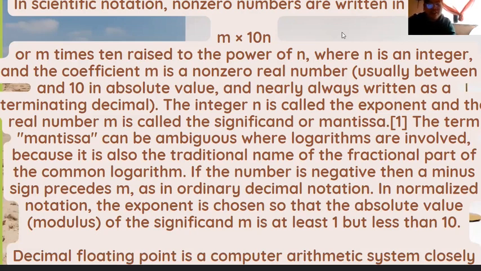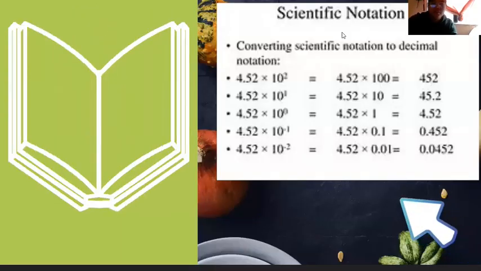In normalized notation, the exponent is chosen so that the absolute value (modulus) of the significand m is at least 1 but less than 10. Decimal floating point is a computer arithmetic system closely related to scientific notation.